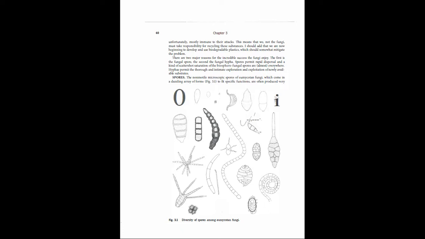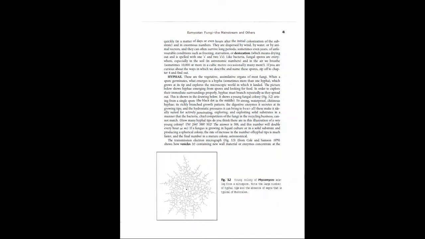Spores. The non-motile microscopic spores of Eumycotan fungi, which come in a dazzling array of forms, Fig 3.1, to fit specific functions, are often produced very quickly, in a matter of days or even hours after the initial colonization of the substrate. Fig 3.1 Diversity of spores among Eumycotan fungi.